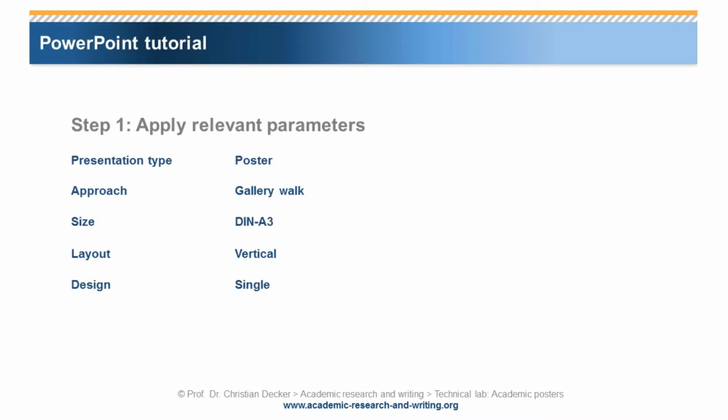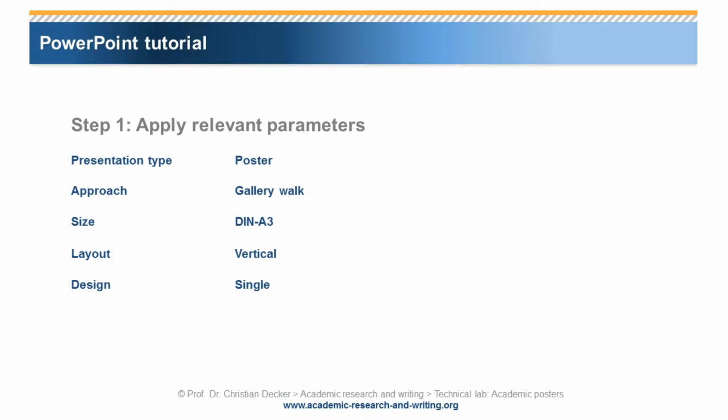As a first step, the relevant parameters need to be applied. In this case, the presentation type will be a poster. The approach will be a gallery walk. The size of the poster should be DIN A3, and the layout will be vertical. The design form chosen for this example will be a single-sided type, rather than a triptych or a diptych.